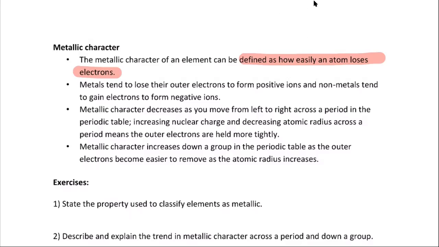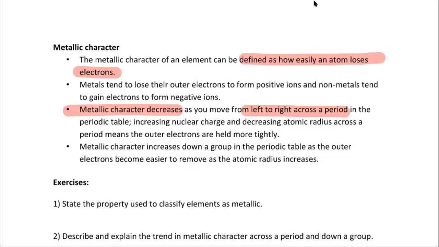Metals tend to lose their outer electrons to form positive ions. Non-metals tend to gain electrons to form negative ions, just like we learned last year in chemistry. And here's your trend across a period. Left to right across the period, metallic character decreases. That makes sense, right? Because the metals are on the left, and as we go across, we end up getting to the non-metals once we go past the stair-step line. So if I was talking about sodium compared to aluminum, sodium is going to have more metallic character because it's further left. Even though sodium and aluminum are both metals, sodium is more metallic than aluminum because it's further to the left.